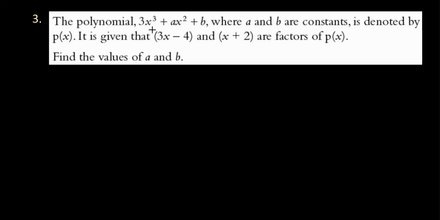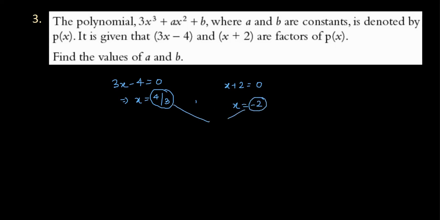This is a cubic polynomial and two linear factors are already given, right? That means if two linear factors are given, if I put 3x minus 4 equal to 0, I obtain x as 4 by 3, and if I put x plus 2 equal to 0, I get x as minus 2. So x equal to 4 by 3 and x equal to minus 2 are two roots of the equation p(x) equal to 0.